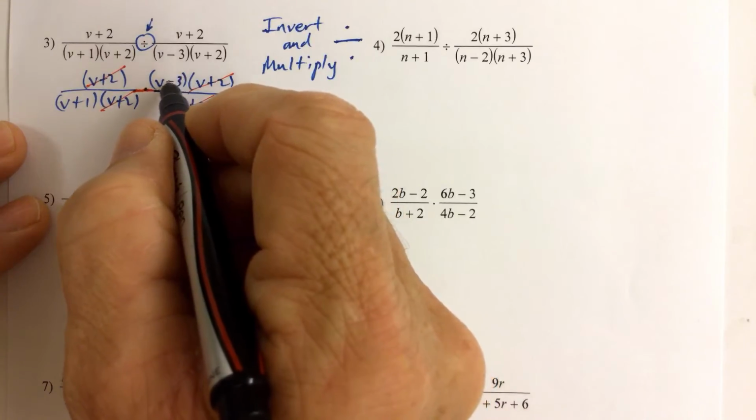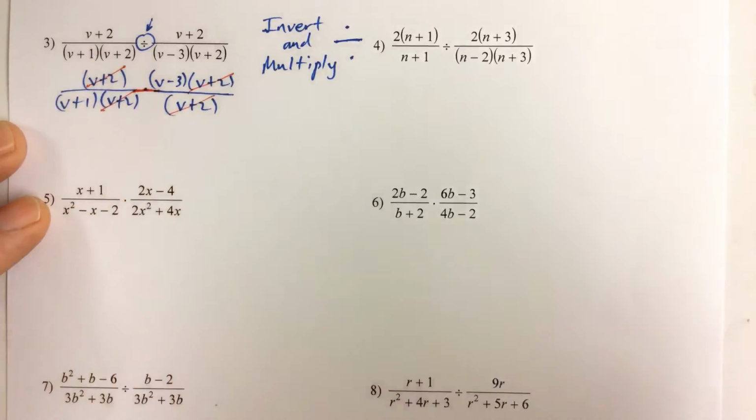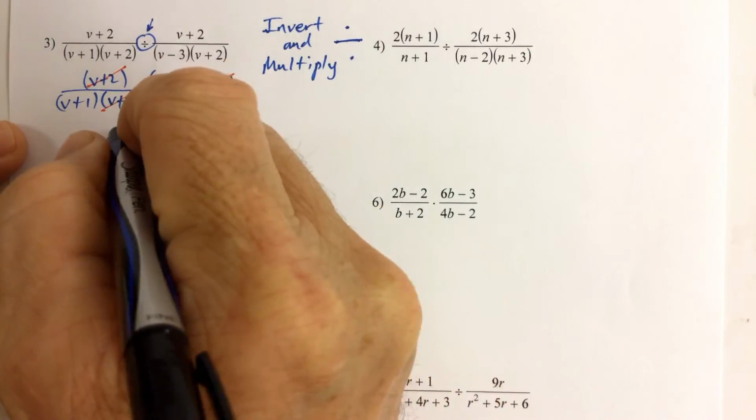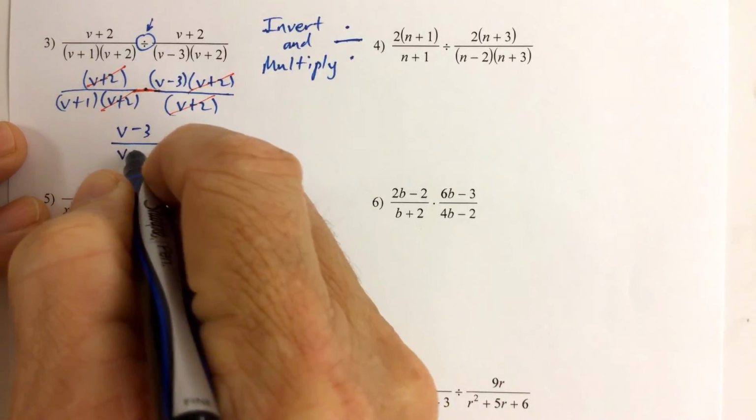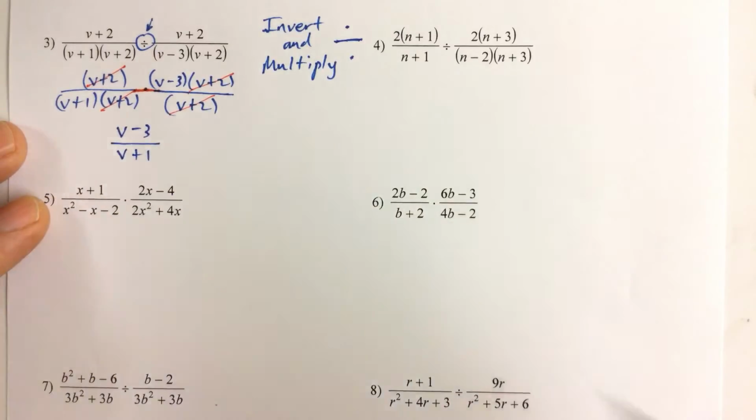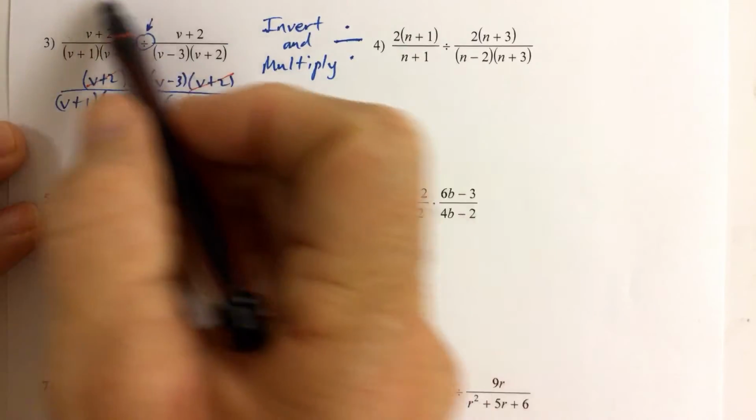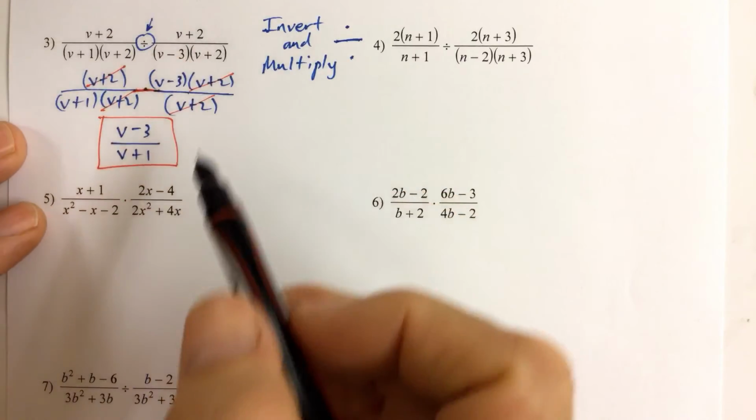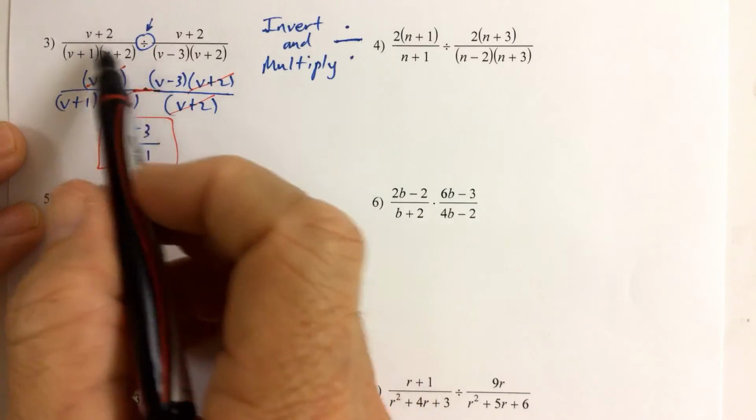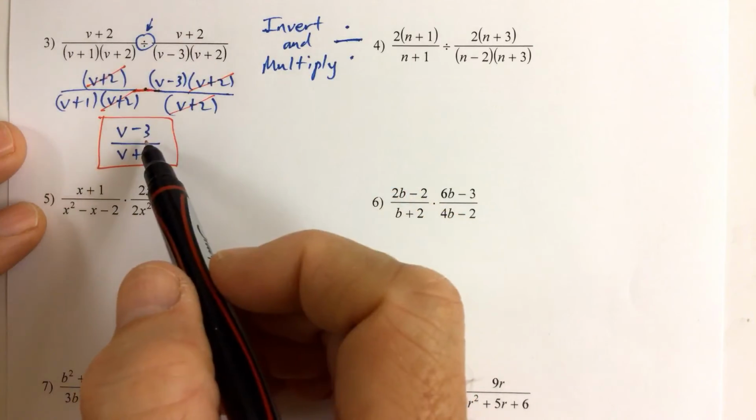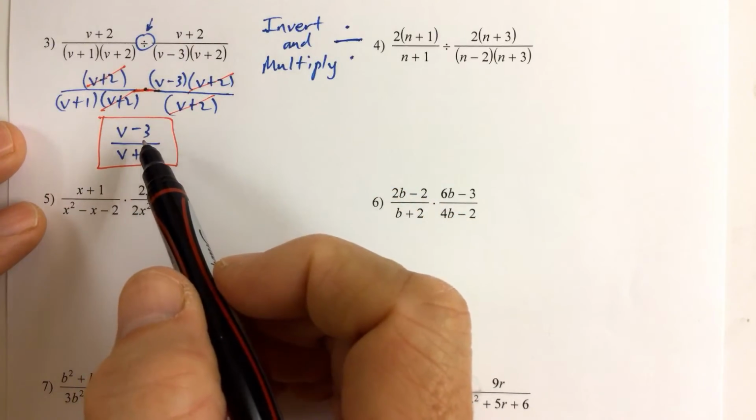And we're left with a v minus 3 up on top. Can't cancel with anything, and neither can the v plus 1 downstairs. And so we have v minus 3 over v plus 1. And that becomes the answer. That's the most simplified form for that expression. We're simplifying these expressions. We're rewriting them. They have the same exact value, but we're rewriting them in a simpler form.